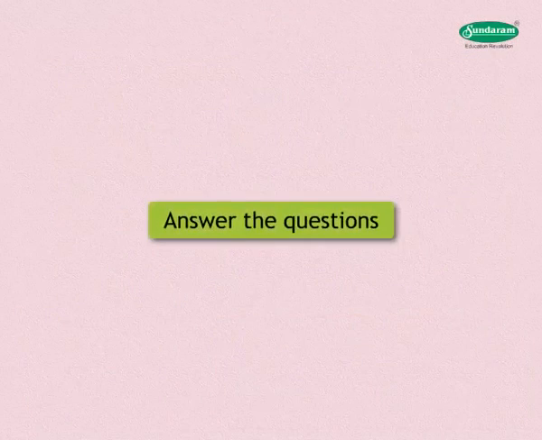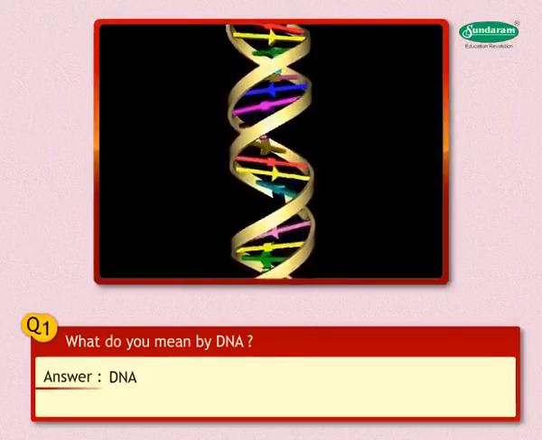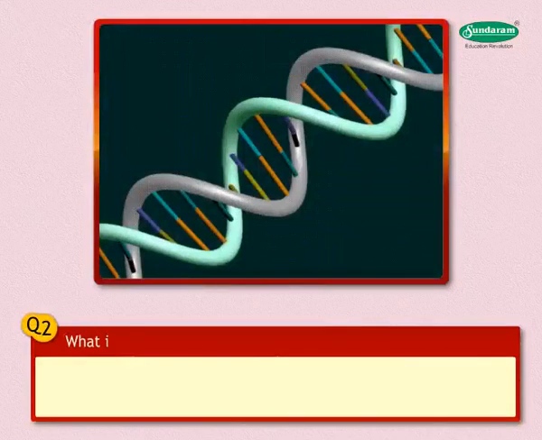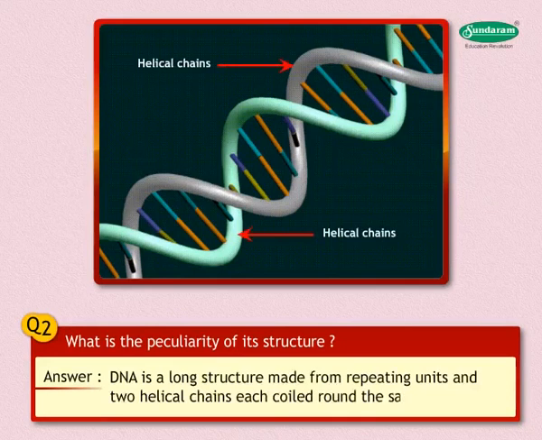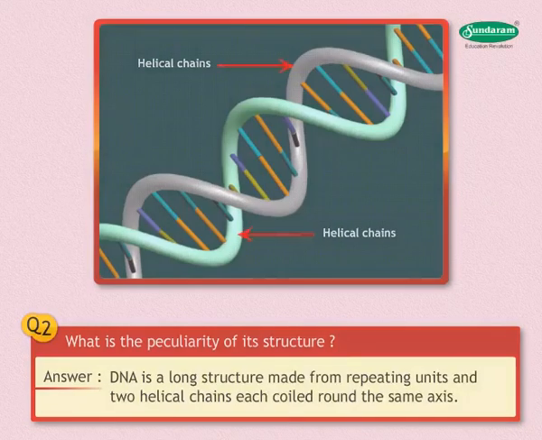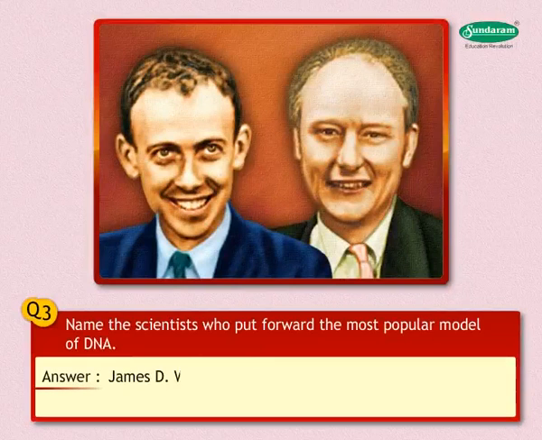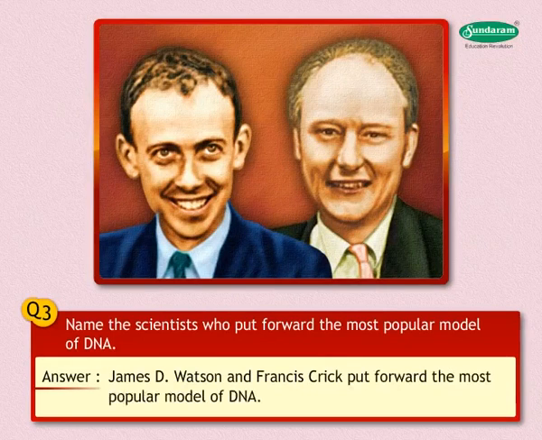Answer the questions. What do you mean by DNA? Answer: DNA means deoxyribonucleic acid. What is the peculiarity of its structure? Answer: DNA is a long structure made from repeating units and two helical chains, each coiled round the same axis. Name the scientists who put forward the most popular model of DNA. Answer: James D. Watson and Francis Crick put forward the most popular model of DNA.